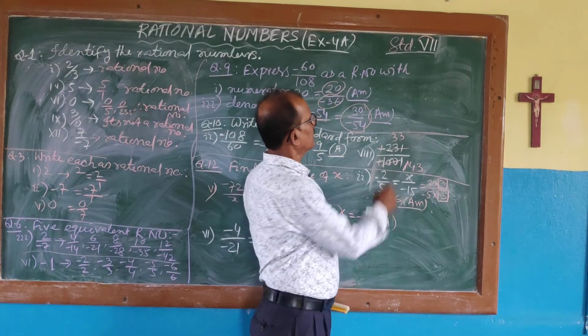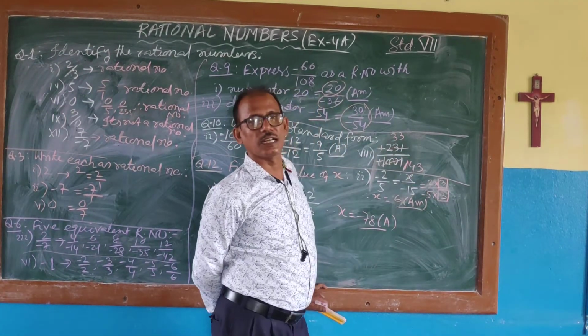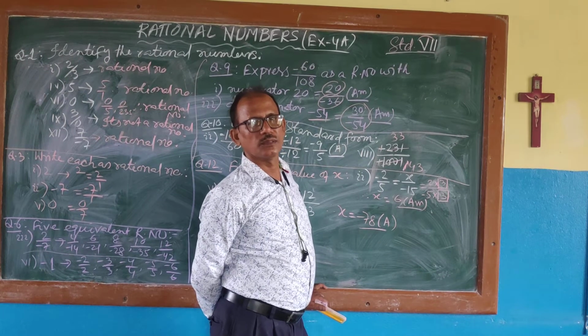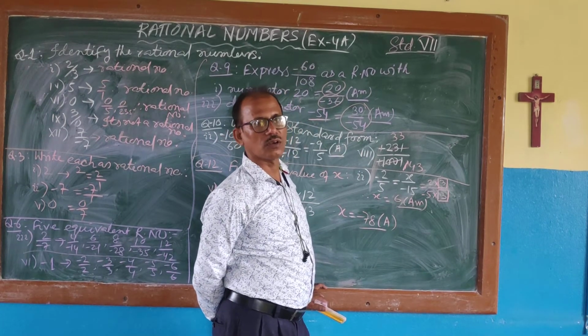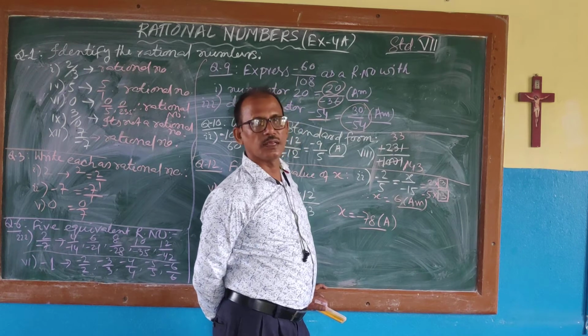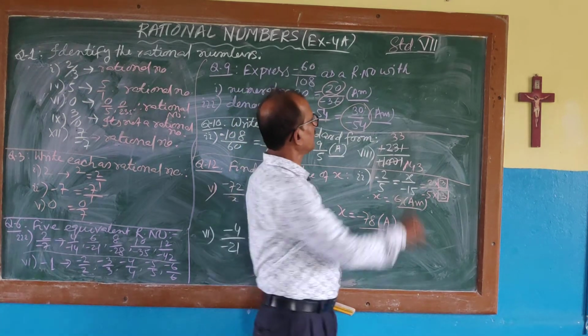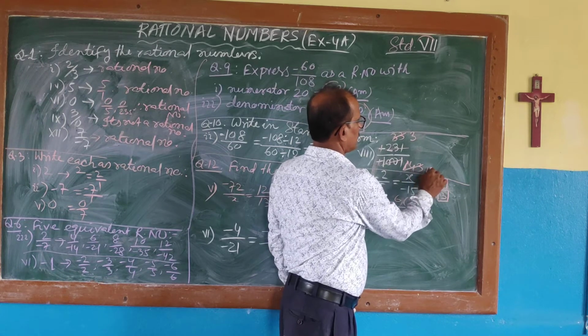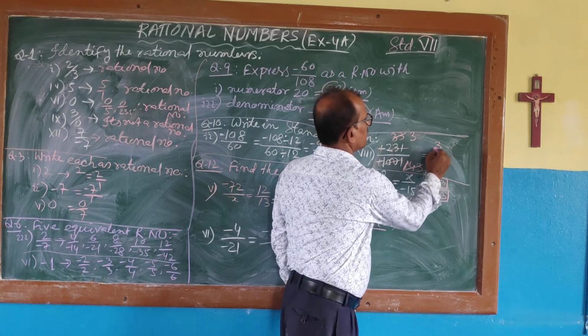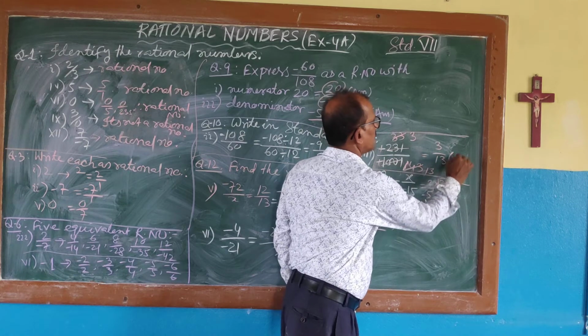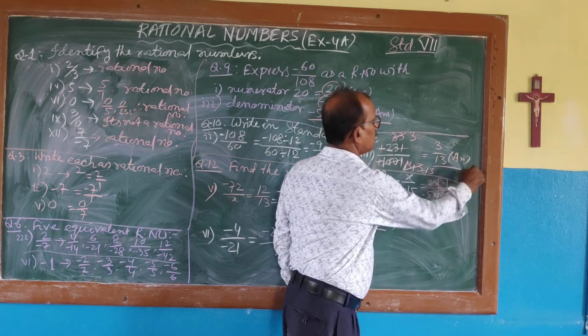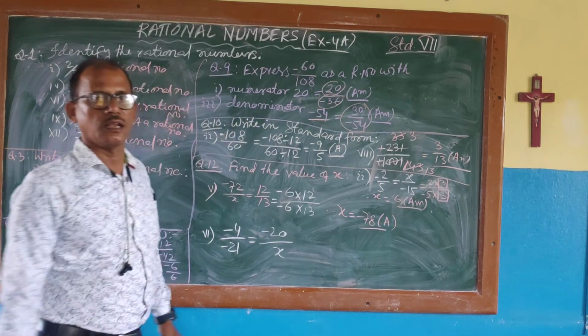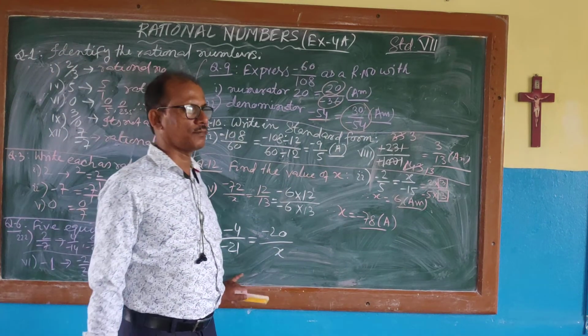Now 33 and 143. Which prime factor can divide 33 and 143? Can 3 divide? No, we cannot. Can 7 divide? No. Can 11 divide? Yes, 11 can divide it. 11 3s are 33 and 11 13s are 143. So the simplest form will be 3 by 13. Please don't get puzzled and make a mistake. Go step by step.